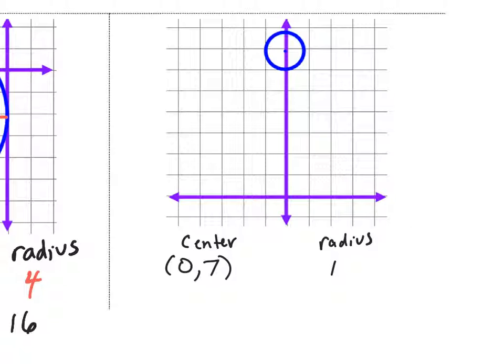And what did we write for our equation? X plus 7. 0 is going to come first. Okay, 0, and squared. And then plus y. Oh, this makes plus. Wait, no. 7 equals 1. Good.